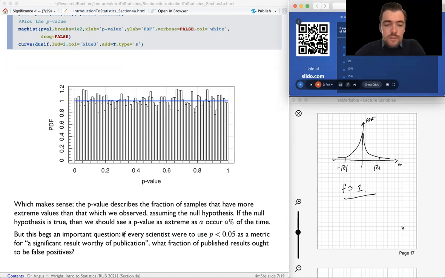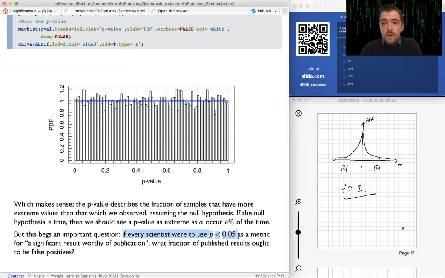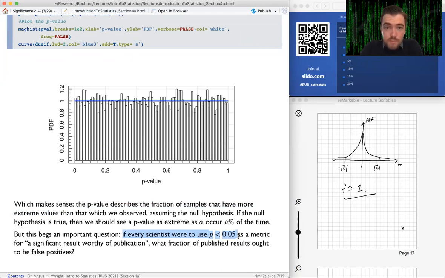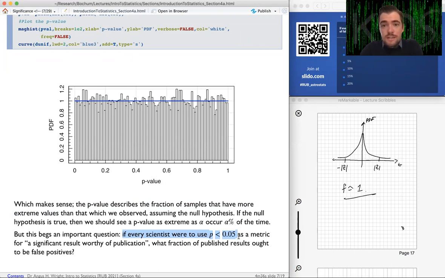So if every single scientist just used the threshold of p less than 0.05 as a metric for determining whether or not their results were significantly different from the null hypothesis, and they use that threshold to decide whether or not to publish data, what fraction of actual published results in the literature will be false positives? So put down your guess or your feeling in the Slido.